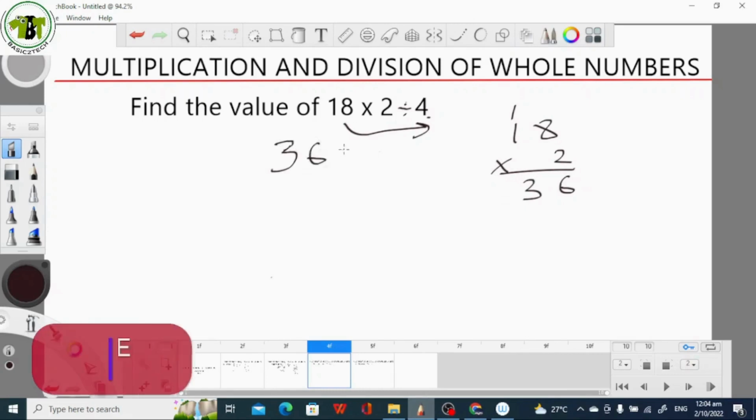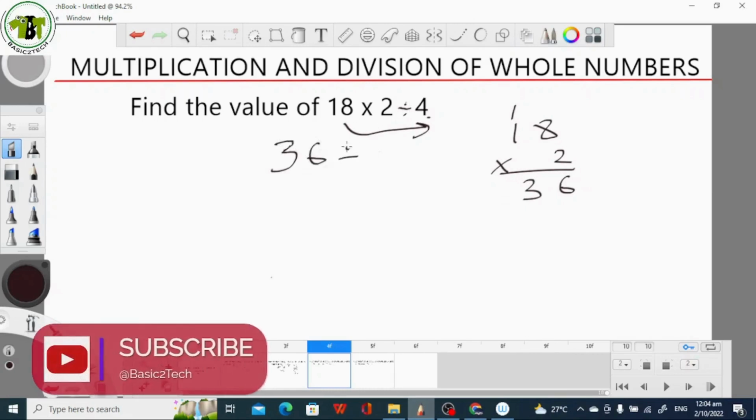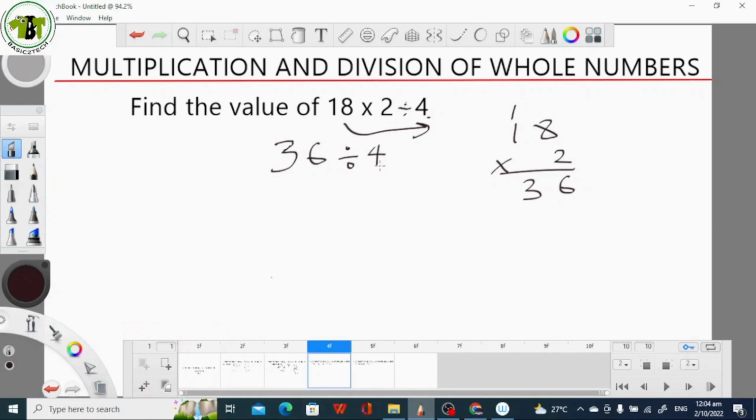36 divided by 4. So for us to divide by 4, we have to think of the number that we can multiply by 4 to give us 36. What number can multiply 4 to give us 36? What comes to mind is 9. And we know that 9 times 4 gives us 36. This means that 36 divided by 4 is 9.